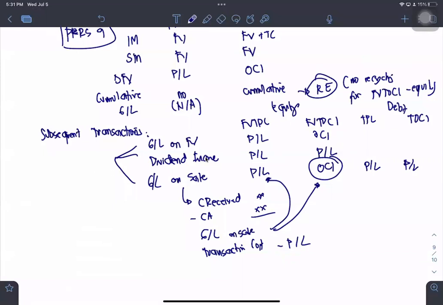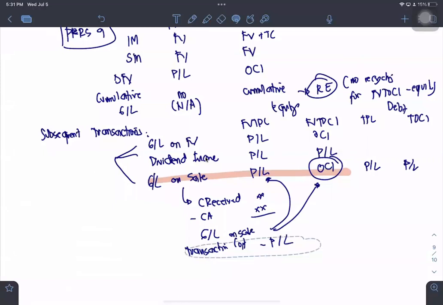Take note of that particular subsequent transaction on your gain or loss on sale. Ingatan nyo yung gain or loss on sale. Pag FVTPL, yung ating gain or loss on sale, profit or loss. Transaction cost, profit or loss. How about FVTOCI? In FVTOCI, gain or loss on sale is OCI, while transaction cost on the sale is profit or loss. Tignan nyo yung difference nilang dalawang yan.